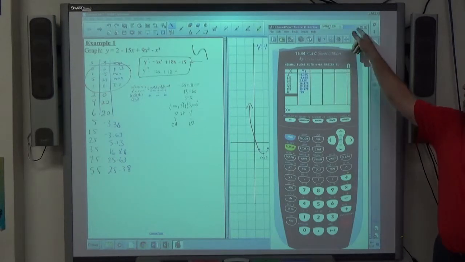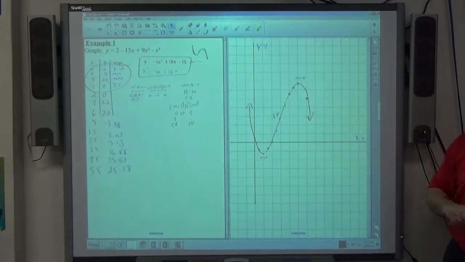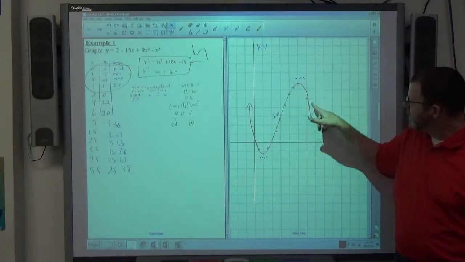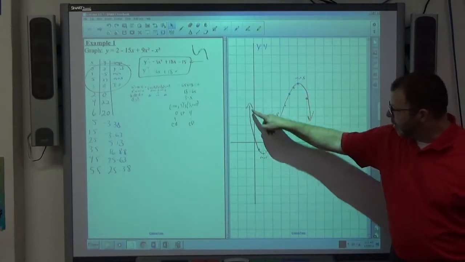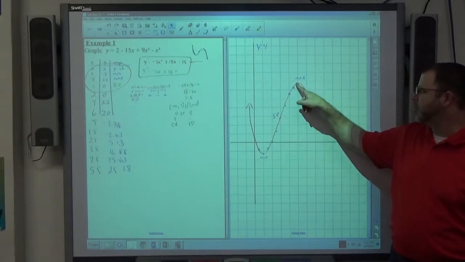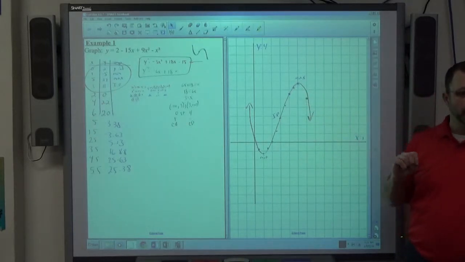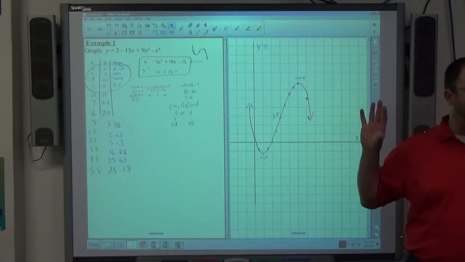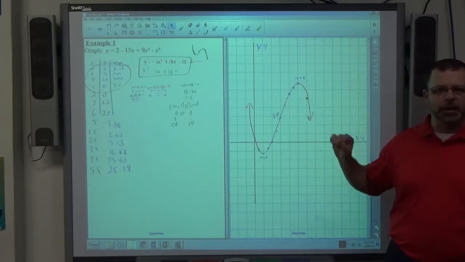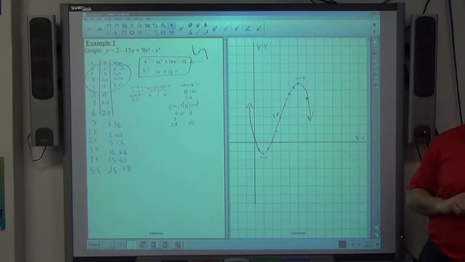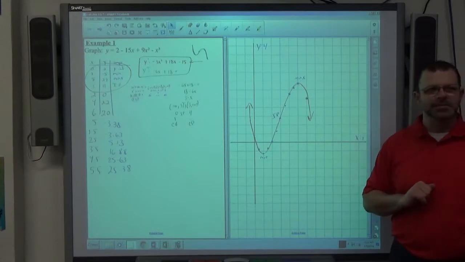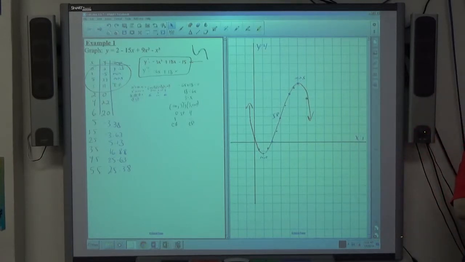But graph enough points that you can get a clear picture. You can see the concavity. The concavity switches at the inflection point. You can see the decrease to a minimum, increase to a maximum, decrease again, and see all the stuff that's supposed to be happening in the graph. Get a good sketch of the graph with enough points to create the proper picture.